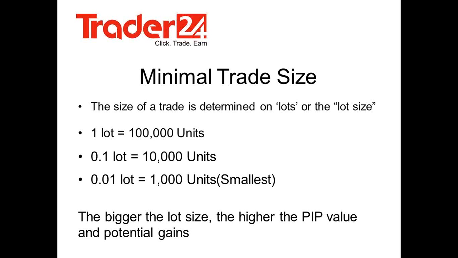If you decide to use a 0.1 lot, where your pip value is 10 Rand per pip, you will make 100 Rand profit if the market goes up 10 pips. If you trade with a 1 lot position, the pip value will be 100 Rand per pip, so you effectively make 1,000 Rand if the market goes in your favor by 10 pips. Don't forget, the bigger the lot size, the higher the pip value and potential gains.